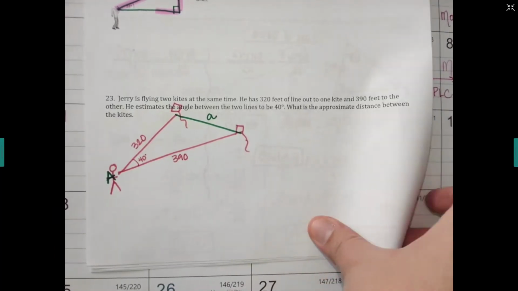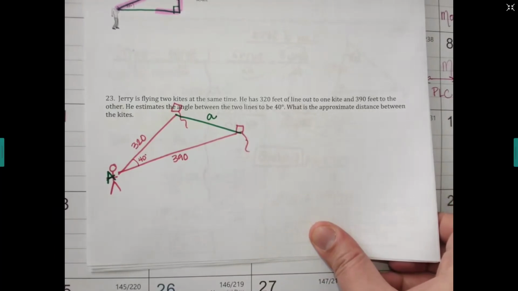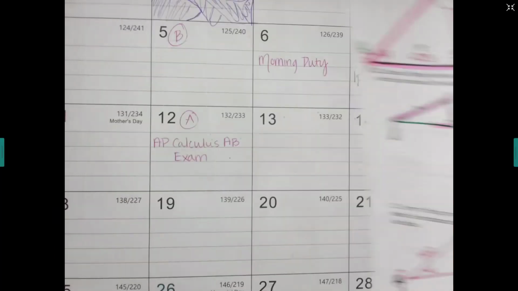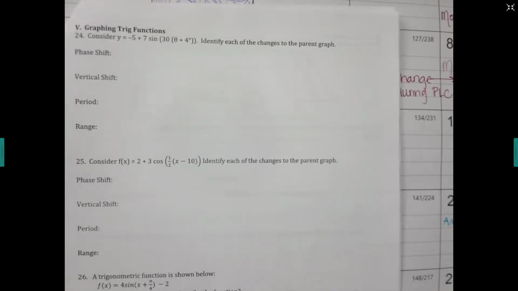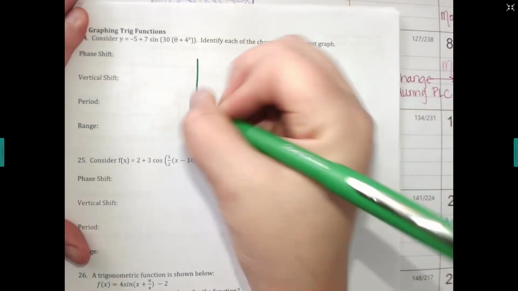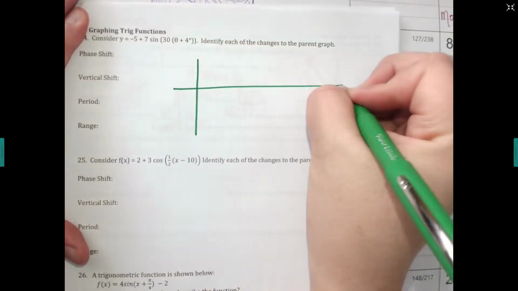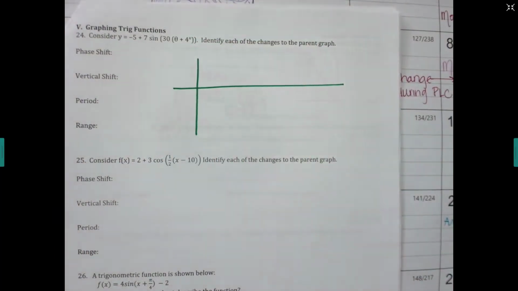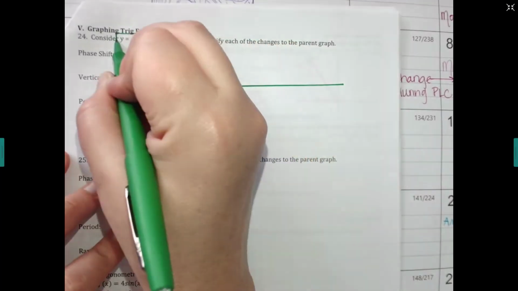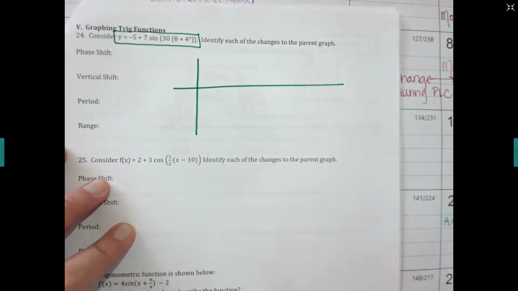All right, we have two more questions to do. Go ahead and turn the page. Okay, we're going to do number 24, and then you should be able to do 25 and 26. Okay, give yourself a little grid. And we are going to sketch the graph of this trig function.